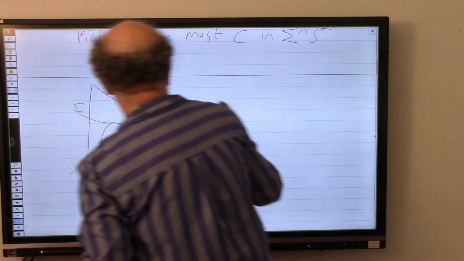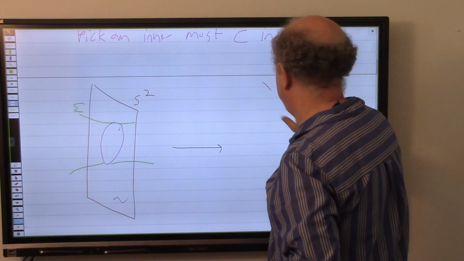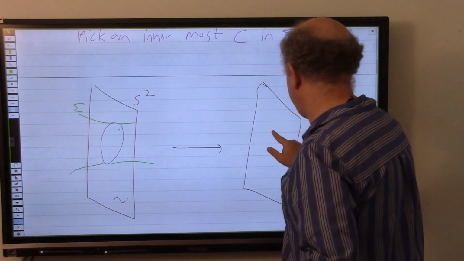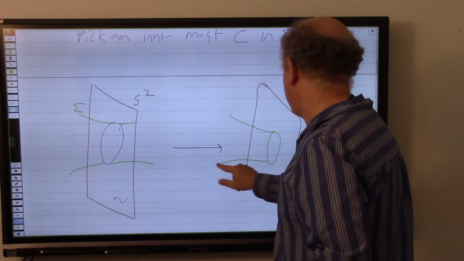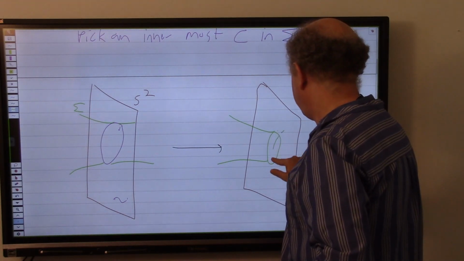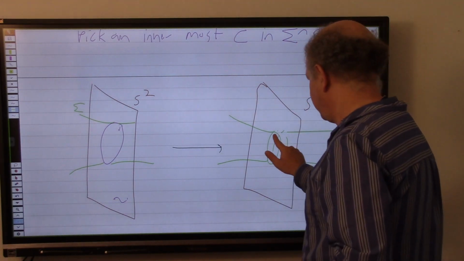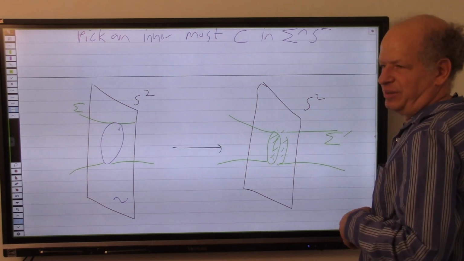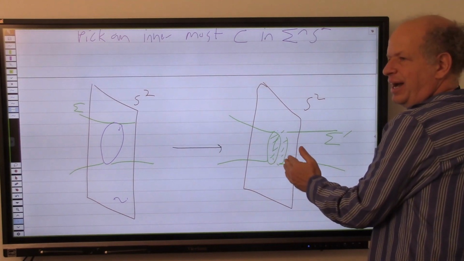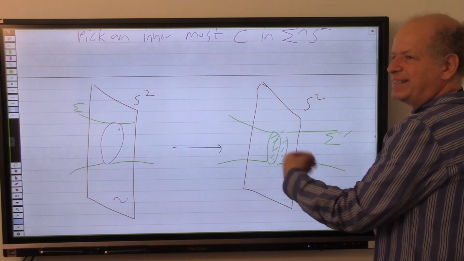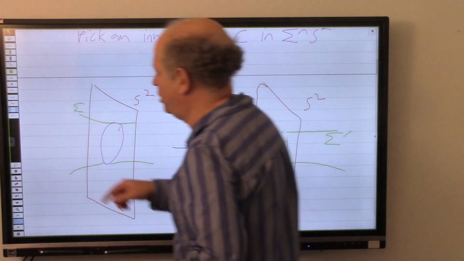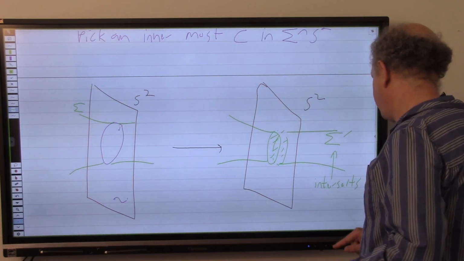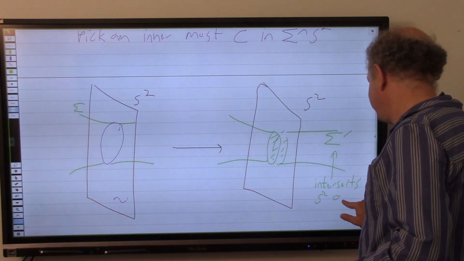So now the new picture is this. So here is my S2. Sorry, it came out a bit ugly. And I've moved one copy of the disk a bit to the left and another copy of the disk a bit to the right. And let me seal these disks and call the resulting surface sigma prime. Okay? Sigma prime has one intersection less, one component less for its intersection with S2. So sigma prime intersects S2 once less.